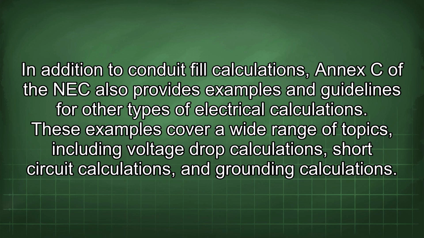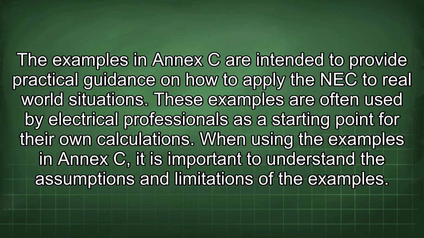In addition to conduit fill calculations, Annex C of the NEC also provides examples and guidelines for other types of electrical calculations. These examples cover a wide range of topics, including voltage drop calculations, short circuit calculations, and grounding calculations. The examples in Annex C are intended to provide practical guidance on how to apply the NEC to real-world situations. These examples are often used by electrical professionals as a starting point for their own calculations.